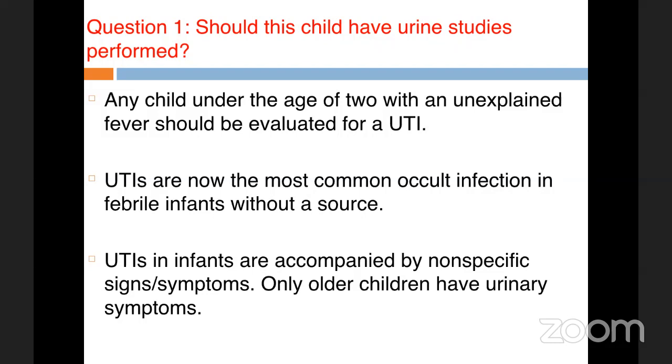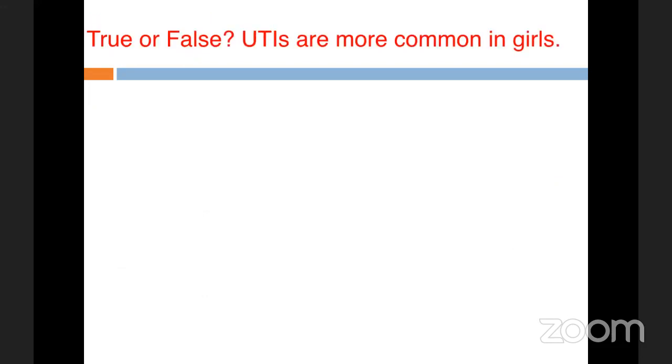UTIs in infants are accompanied by non-specific signs and symptoms. They don't have any specific signs or symptoms. Only older children have burning micturition and polyuria, such symptoms. So next, true or false, UTIs are more common in girls. Is it true or false?